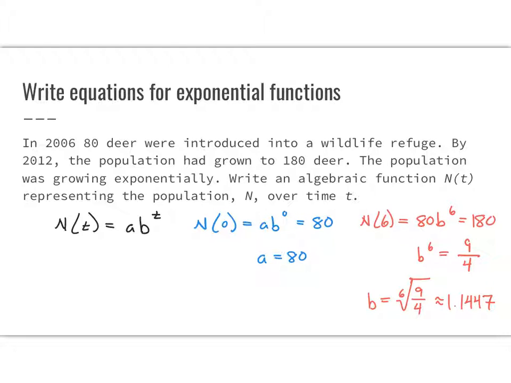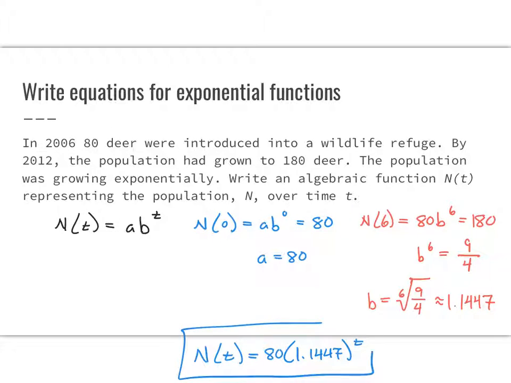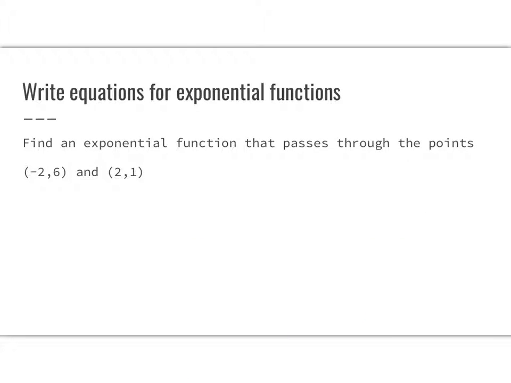So then the function that would give the population of deer N of t is 80 times 1.1447 to the t, based on the information we've been given. So writing these equations, use that general form of an exponential function, and then if you've got 2 points, plug those 2 points in and figure it out and go from there. So in a situation like this, it's pretty much the same. We know y equals a b to the x, so plug in the 2 points.